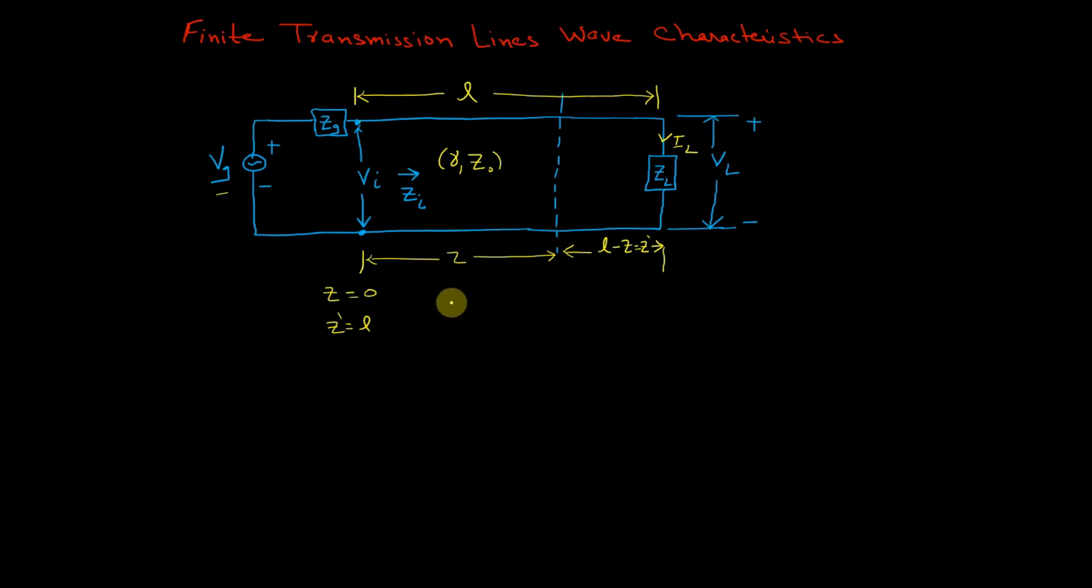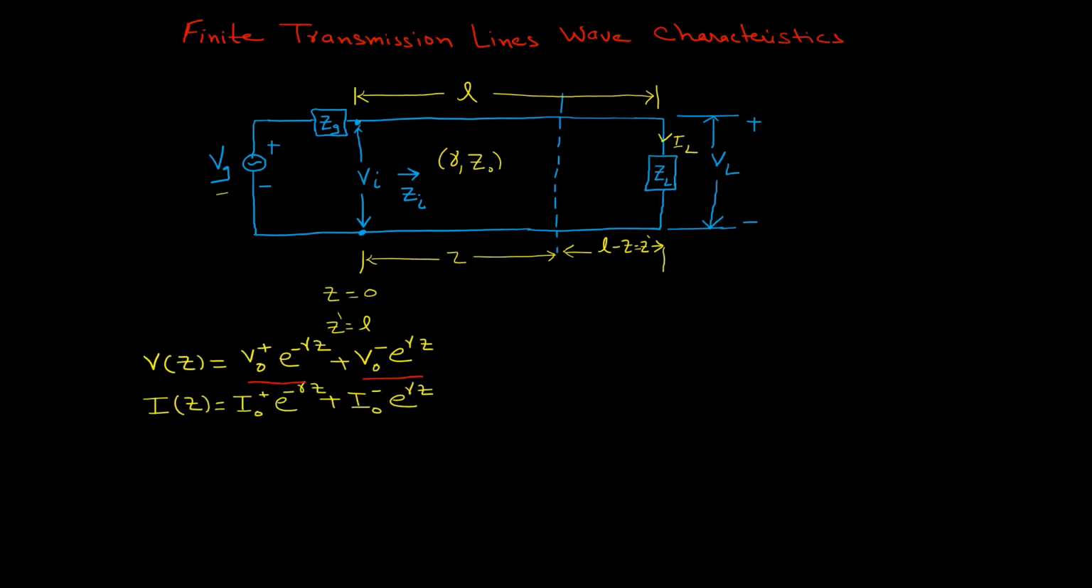Now we have already discussed that the voltage at any point on the line as a function of z is given by Vz is equal to V naught plus e raised to the power minus gamma z plus V naught minus e raised to the power gamma z. This is the transmitted wave we have already discussed, and this is the reflected wave. Similarly, for current we can write Iz is equal to I naught plus e raised to the power minus gamma z plus I naught minus e raised to the power gamma z. Again we have a transmitted wave for this current, and this is the reflected wave.